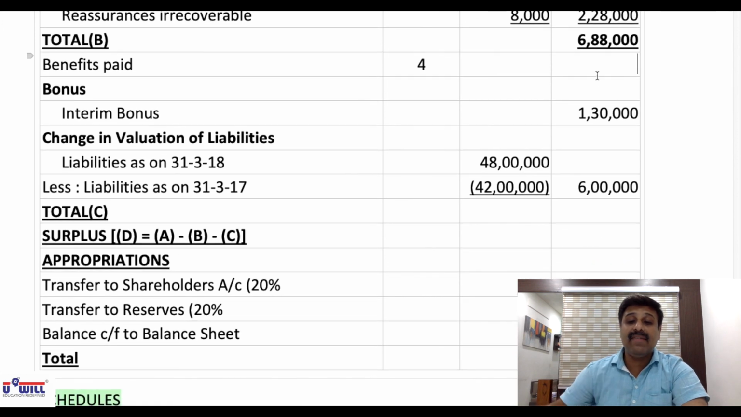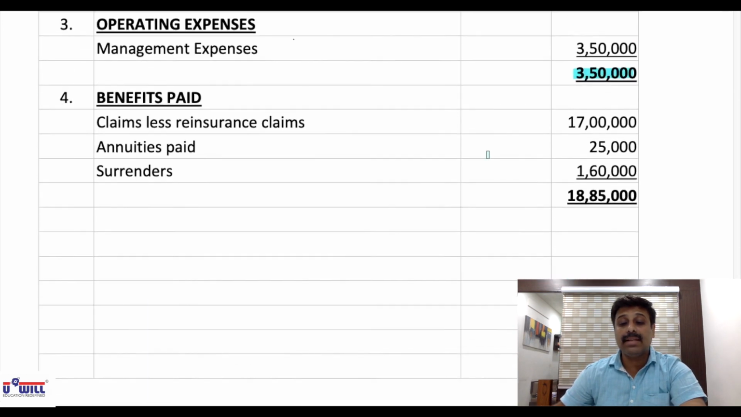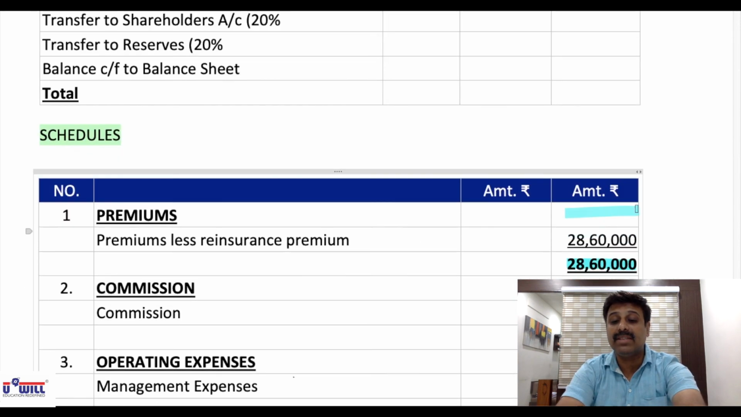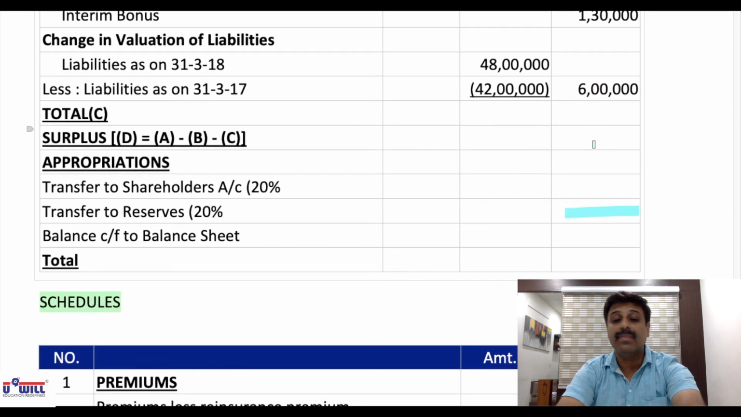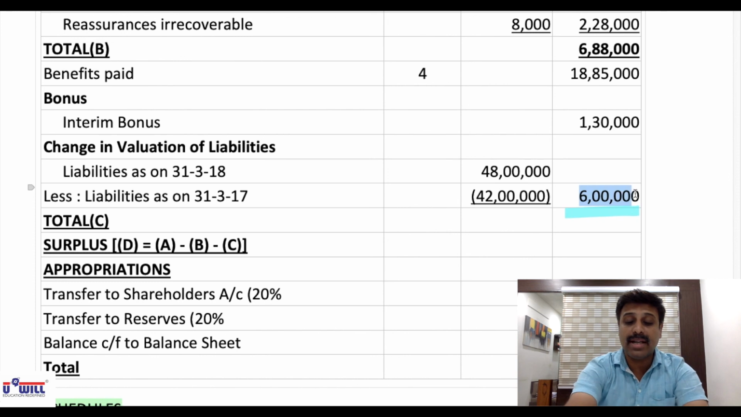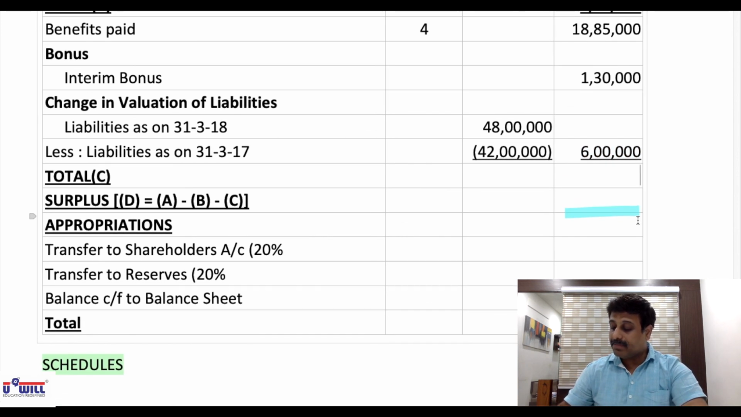Now benefits paid we get from schedule number 4, that is 18,85,000. Bonus is written, liabilities are written, so only the total is to be done now. 18,85,000 plus 1,30,000 plus 6 lakhs. Total of C is 26,15,000.